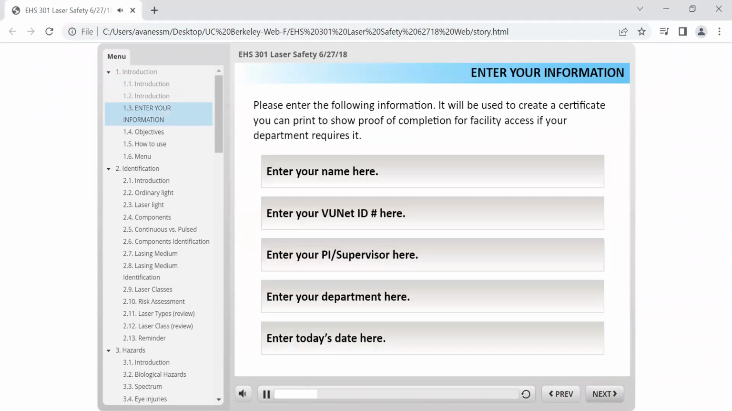Please enter the following information. It will be used to create a certificate you can print to show proof of completion for facility access if your department requires it.